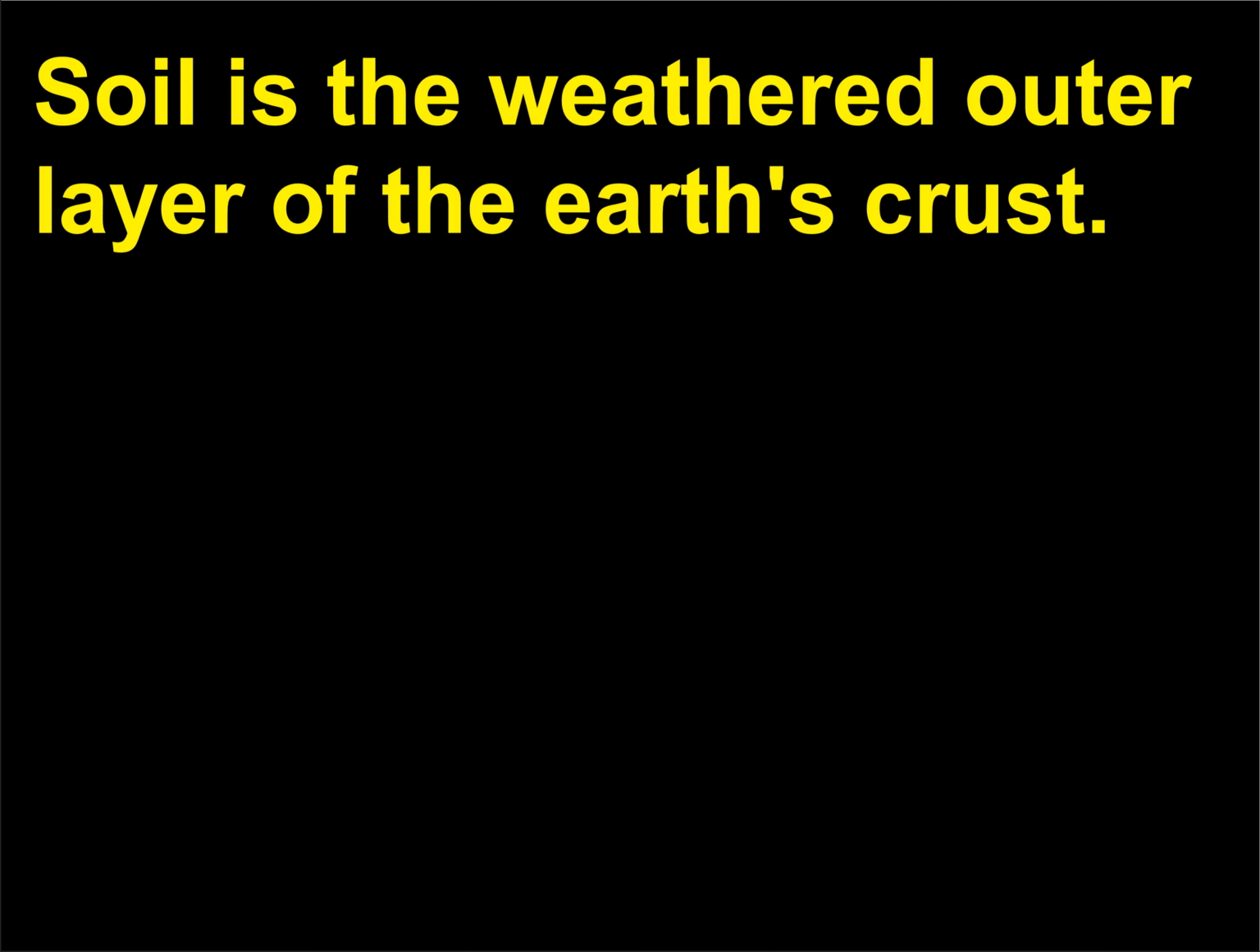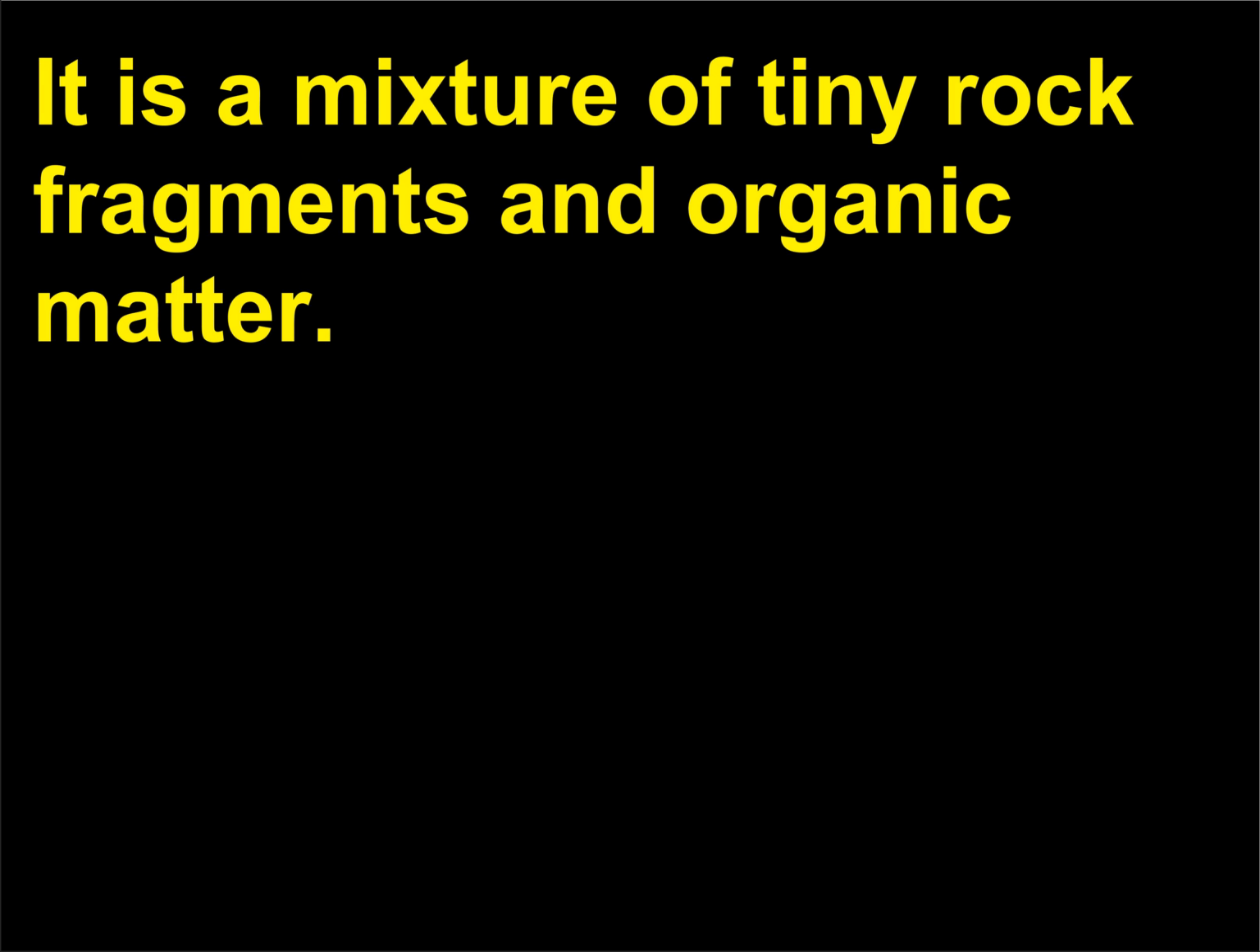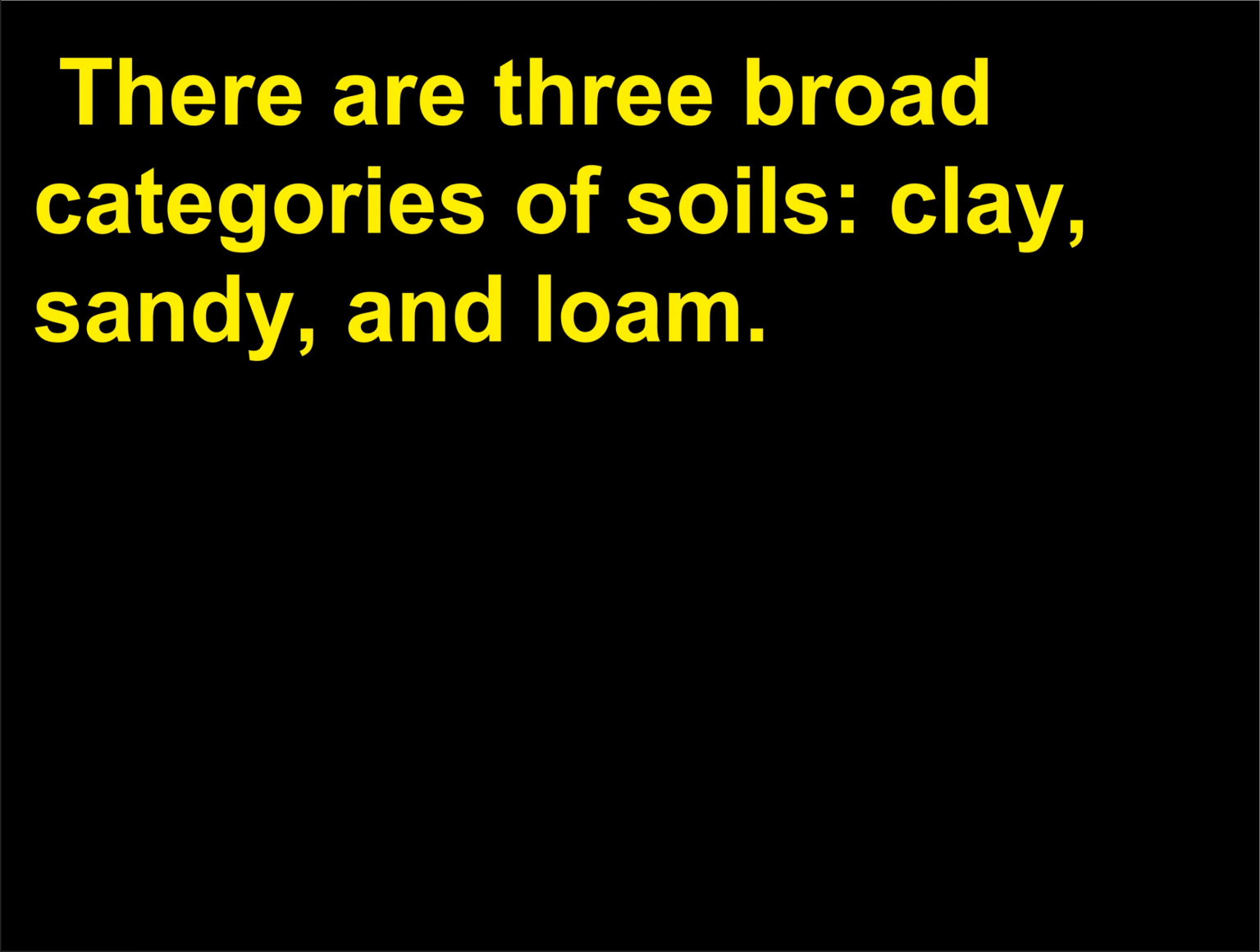Soil is the weathered outer layer of the Earth's crust. It is a mixture of tiny rock fragments and organic matter. There are three broad categories of soils: clay, sandy, and loam.